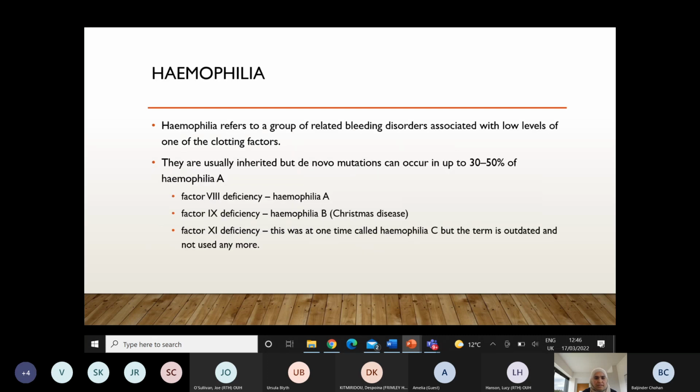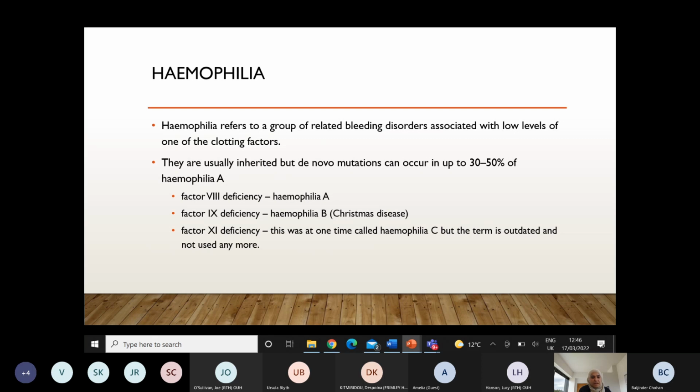So the next group is hemophilias. It's quite interesting, even if we don't see them often. It's good to revise. I do have 2 patients with hemophilia. So we all know hemophilia is a group of bleeding disorders associated with low clotting factors.